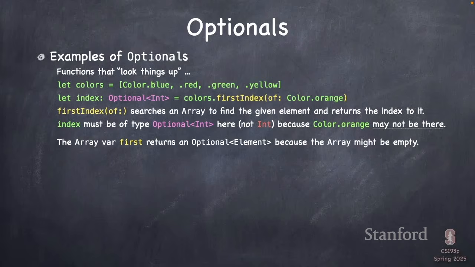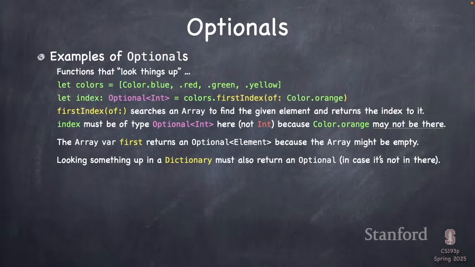Same thing with the Array var. Array has a var on it called first. The var first is a computed var, and it returns the first thing in the array. So it returns something of type Element, because arrays have elements in them. But it has to return an optional Element because the array might be empty. If the array is empty, then the first element is nothingness. So I have to return, there's nothing in there.